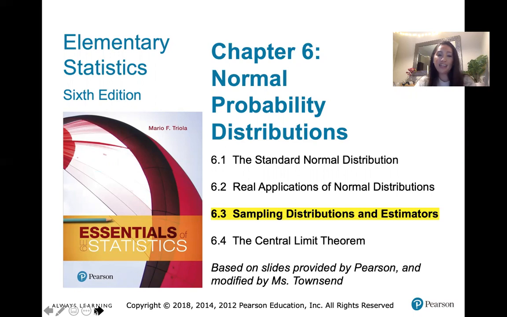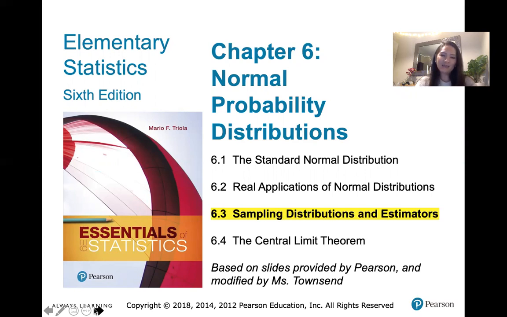Well, it turned out there was a very nice correspondence that would allow us to take a non-standard normal distribution and convert it to a standard normal distribution. And then we were able to do with non-standard normal distributions everything that we did with standard normal distributions in lesson 6.1.